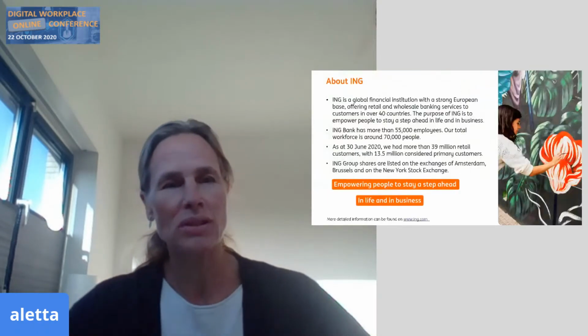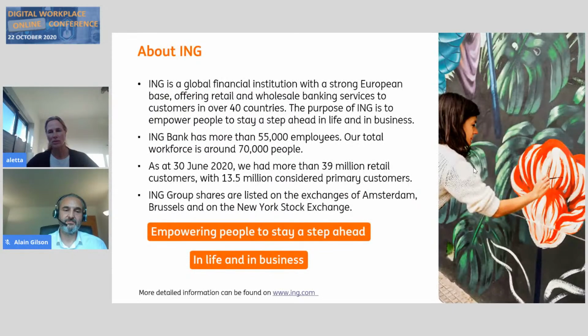But maybe first, let me give you a brief introduction on ING, as far as you're not familiar with that. We are a global financial institution. We do have a strong European base. We offer banking services both for retail and wholesale clients. Officially, we have 50,000 employees, but we have a lot of additional staff working for us as well. So we have a workforce of around 70,000 people.